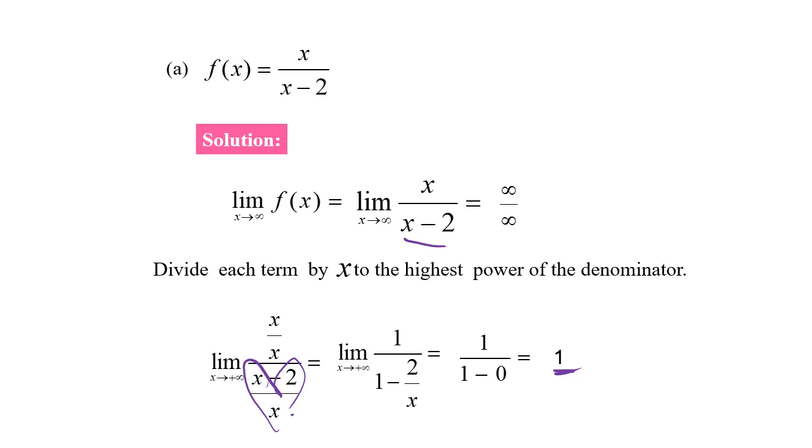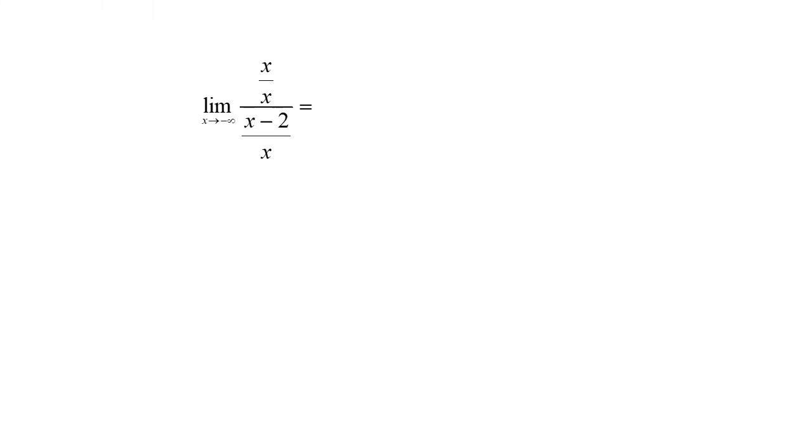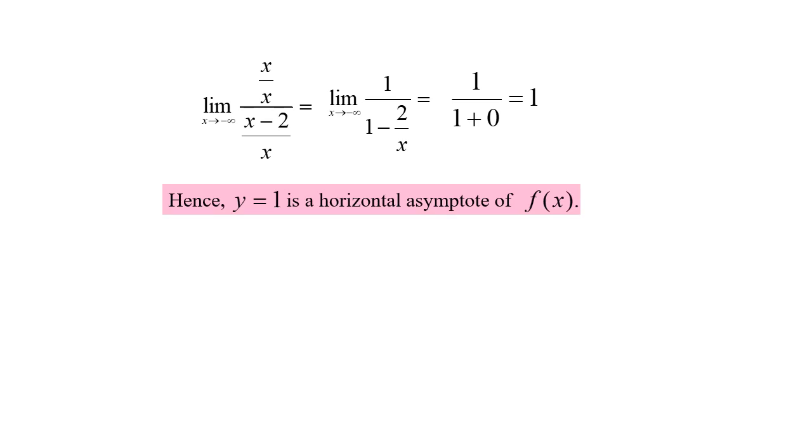Now we need to check for the negative. For negative infinity, it is the same as positive infinity, because we get infinity over infinity again. So we divide everything by the x with the highest power in the denominator. We get the limit of 1 over 1 minus 2 over x as x approaches negative infinity, which gives 1 over 1 plus 0 again. So the result is equal to 1. This means that for this function, y equals 1 is the horizontal asymptote.